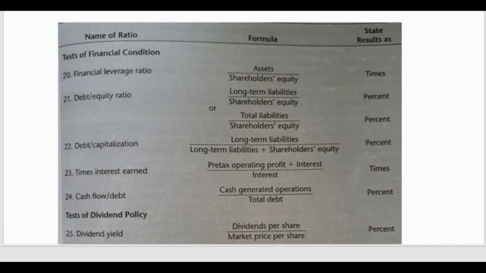And then finally you have financial condition. So financial leverage ratio, debt ratio or equity ratio, debt or capitalization, times interest earned, right, cash flow debt, and finally dividend policy. What is the dividend yield? These are the important formulas that are useful for exam purposes, right? So friends, this is all about financial statement analysis.